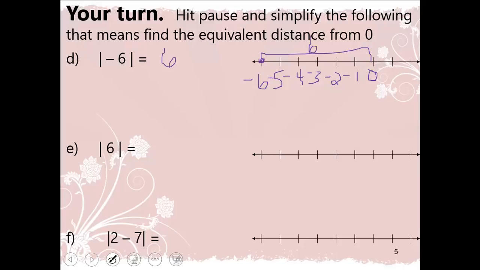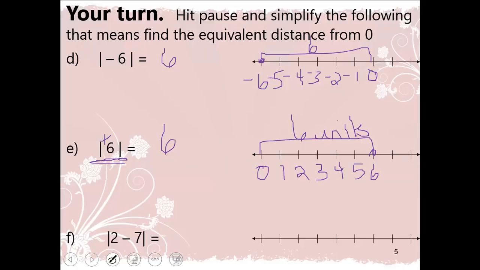The absolute value of +6, well, I'm going to mark 0 here and count 6 spaces to the right. Why to the right? Because this is positive on the inside. 1, 2, 3, 4, 5, 6. Here's my mark. 6 units. Again, we get the same value.